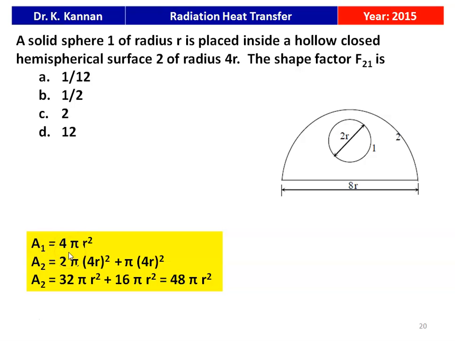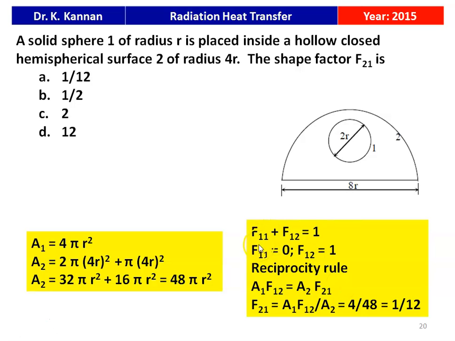So, A1, area of the solid sphere which is inside, 4 pi r square. Area of the closed hemisphere: the top surface, radius of the hemisphere is 4r, 8r is the diameter, 4r is the radius. Area of the lateral surface, 2 pi R square, so 2 pi into 4r square, plus area of the base circle, pi into 4r square. So, 2 pi into 16 r square equal to 32 pi r square and here it is 16 pi r square, total it is 48 pi r square. So, the area of the closed hemisphere is 48 pi r square, area of the solid sphere which is inside is 4 pi r square.